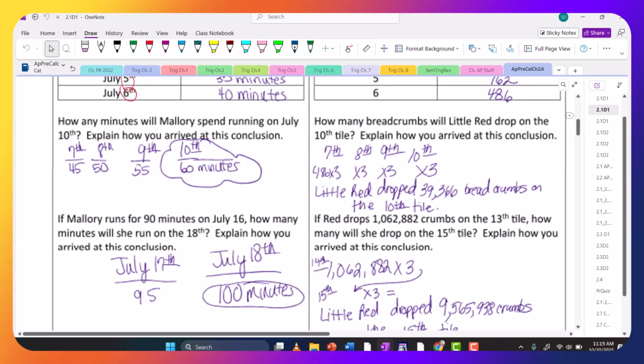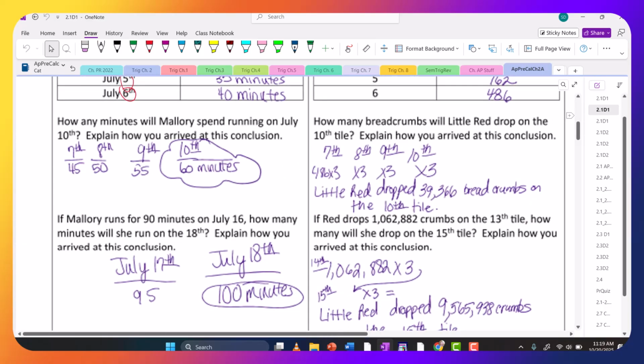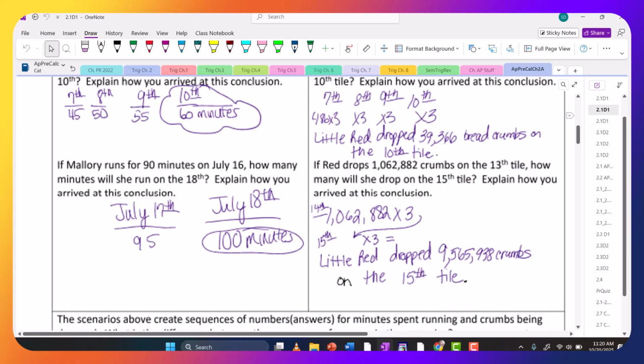Did you get 60? I heard a lot of people say 60 on that, right? Right. And then the other one's for 90 minutes on July 16th. How many minutes will she run on the 18th? That's just 5 and 5. So 100 is hopefully what she should have got there. Right. And then big numbers on this last one. Okay, still a multiplier by 3. So you have to multiply by 3 twice in order to get that last one, 9 million something.